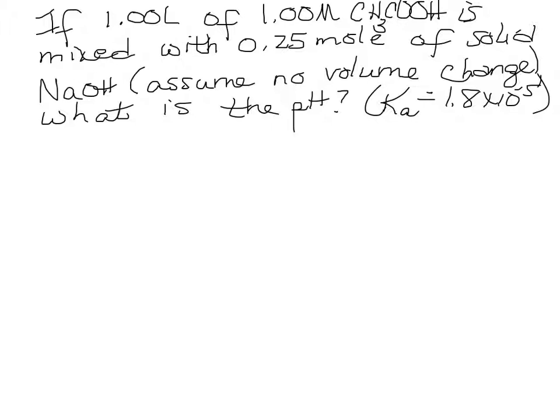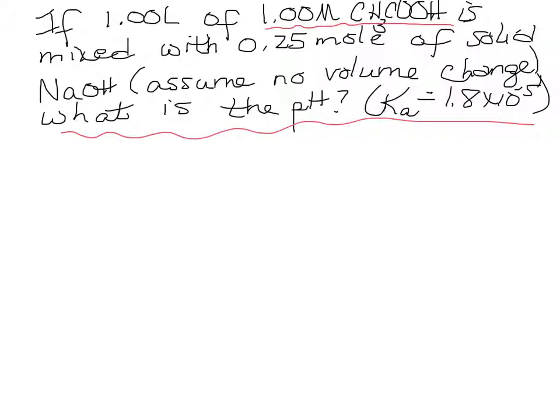All right, here's another real common type of somewhat challenging buffer problem. Now, when you read this, you may not realize that it is a buffer problem, and that's probably the biggest catch in this one. So what do we have? We have a weak acid. It's acetic acid. We know it's a weak acid because it's not one of the 6 strong ones that you are memorizing, hopefully.